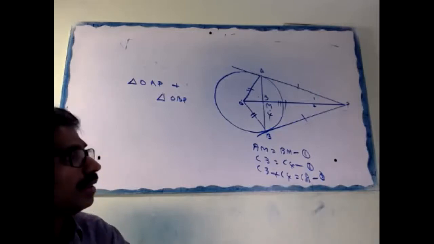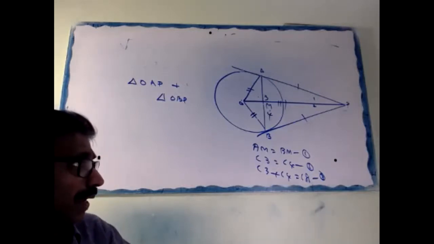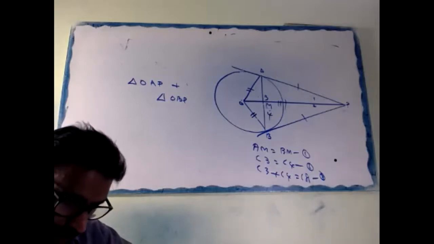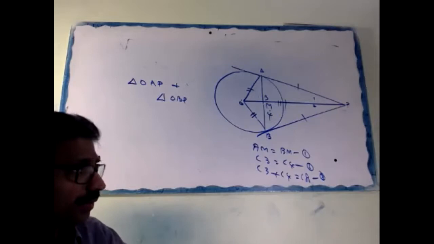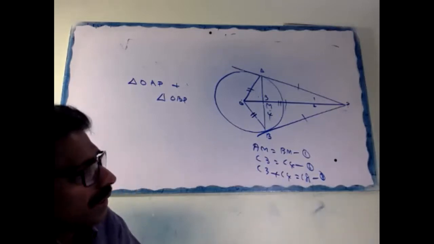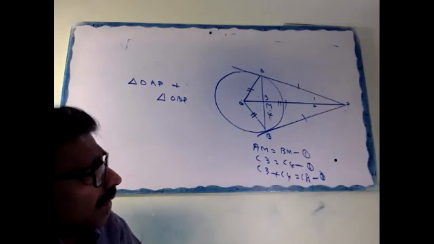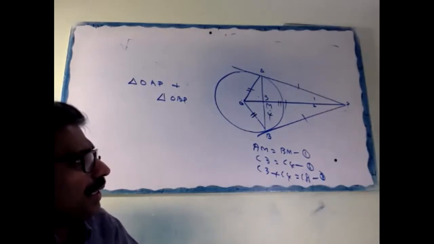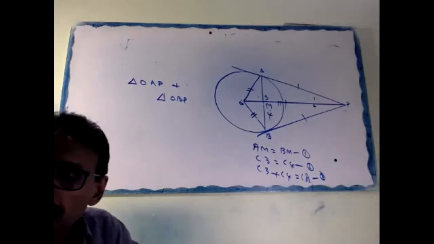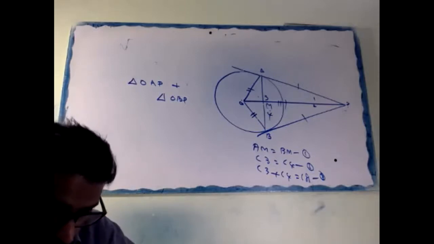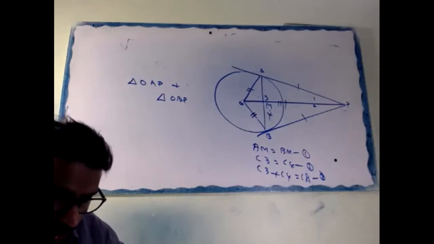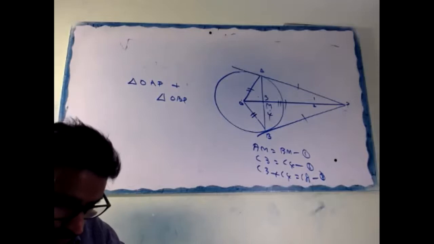Okay. After that, in triangles PAM and PBM, check. PA is equal to PB, because tangents from an external point are equal.